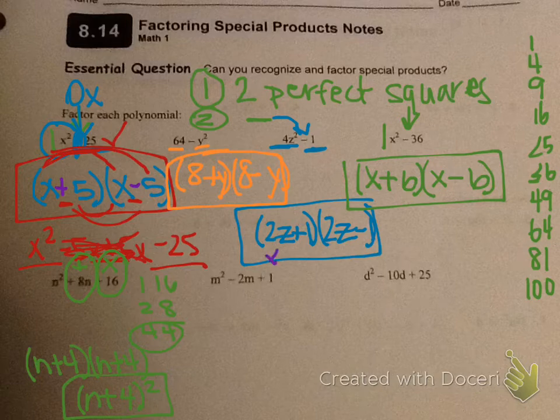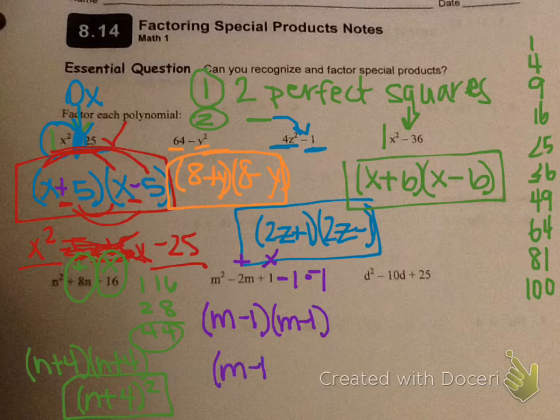If we look here again, we're looking at multiplying and adding. What multiplies to make 1? Well, 1 times 1. But what adds to make negative 2? That would be negative 1 times negative 1, which equals 1 and adds to make negative 2. So we get m minus 1, m minus 1, which again I can condense down into m minus 1 squared.